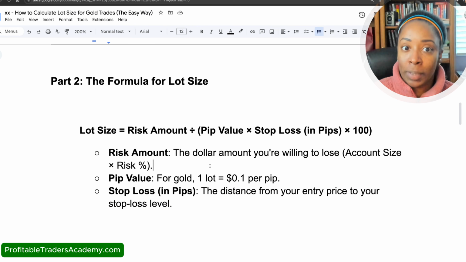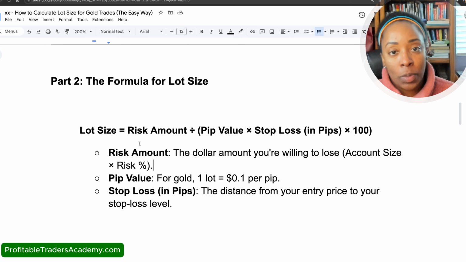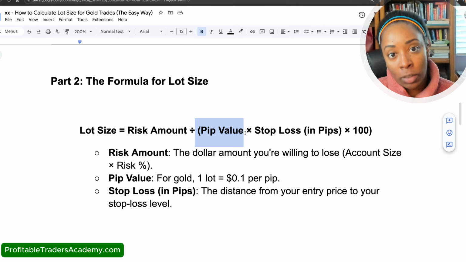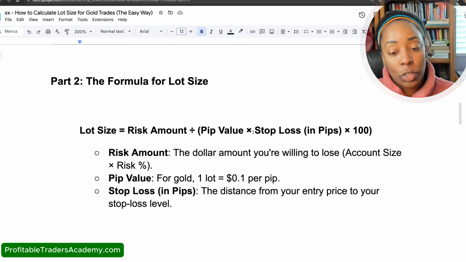So I love this formula because it accounts for multiple things that we care about inside of trading. It's how much we're risking. It's what is the pip value on the particular market that I'm trading. Like I said, this is for gold. You can try this on other markets and just see how it works out, and let me know how it works. But this is what I use for gold.